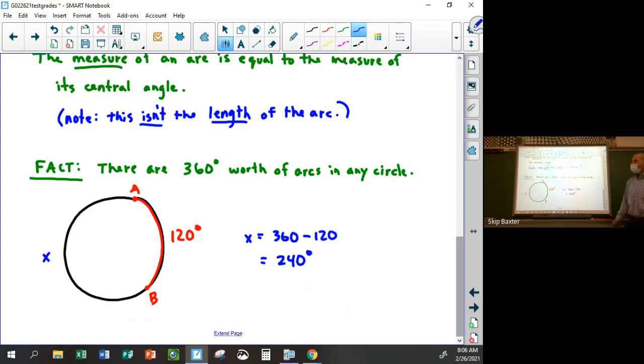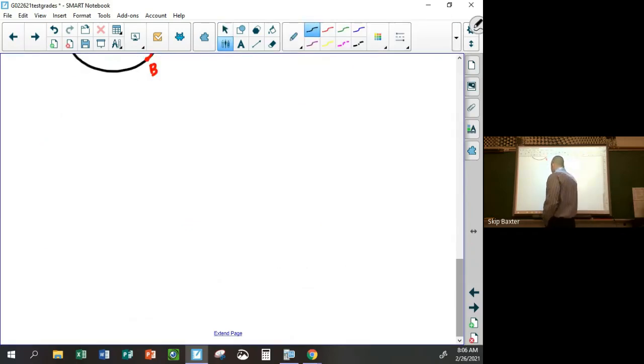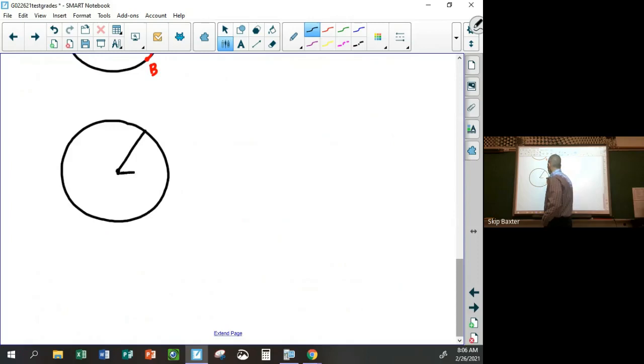Other types of questions they might ask about this is they might give you a central angle and ask you to find the arc, or they might give you the arc and ask you to find the central angle. That's easy too, because they're the same thing, right? So if they said something like, here's a circle, and this is the central angle, and they said this is 50 degrees. What's this? That would be easy. It would have to be 50.